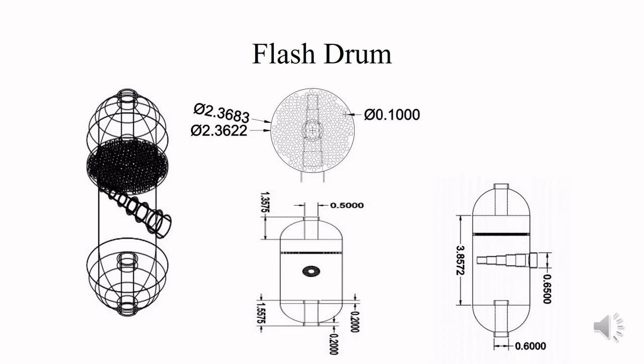This is the mechanical design of flash drum FD01. It is a vertical type of flash drum. Material of construction: carbon steel.